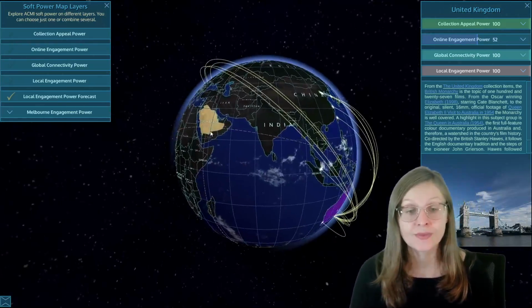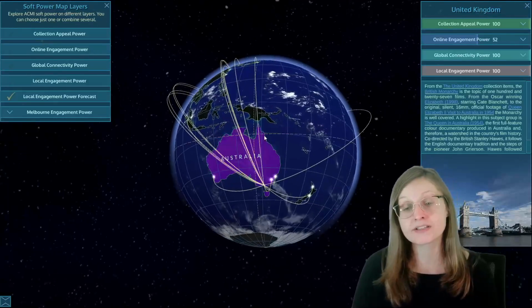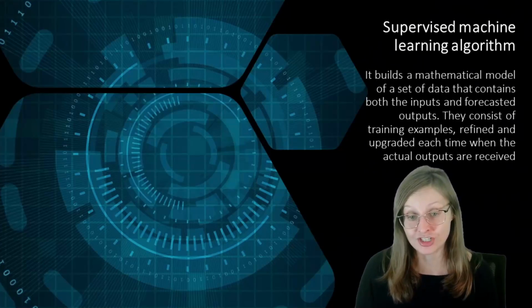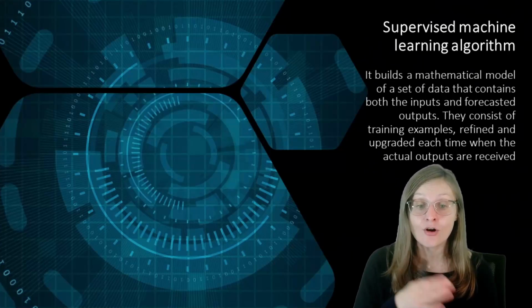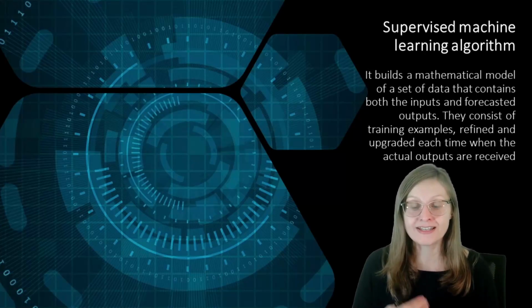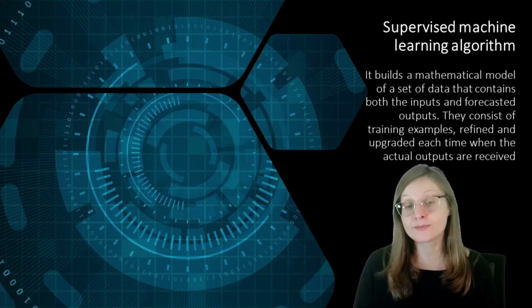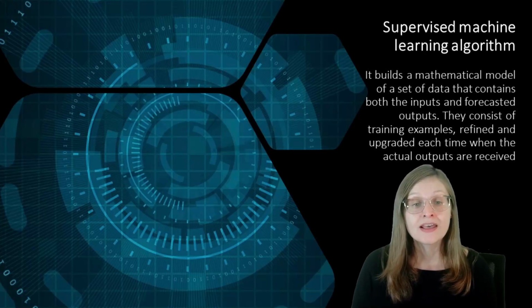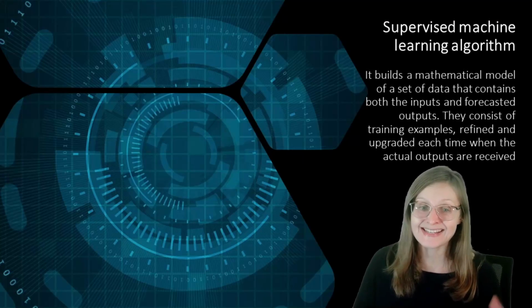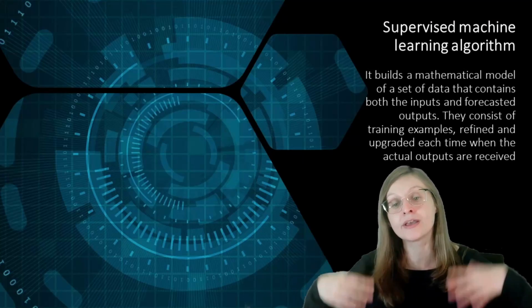geographic locations. The Local Engagement Power Forecast is based on the prediction model of linear regression that combines a specific set of numeric input values to predict outputs. The forecast index draws on a supervised machine learning algorithm, a subset of artificial intelligence. This algorithm is closely related to computational statistics that makes predictions employing computing.